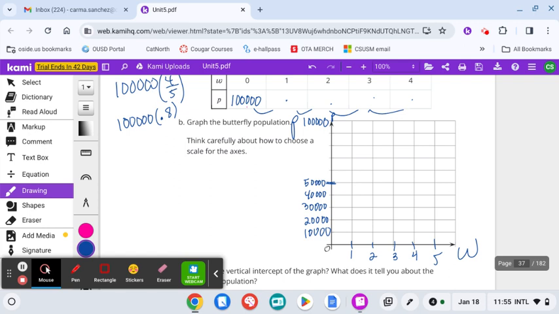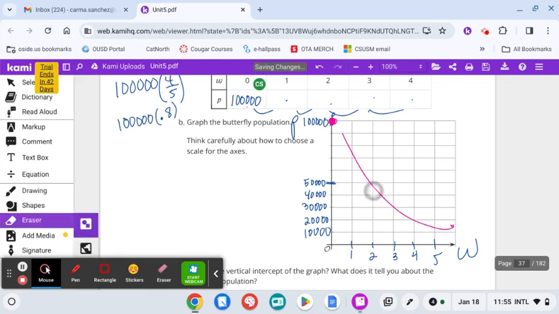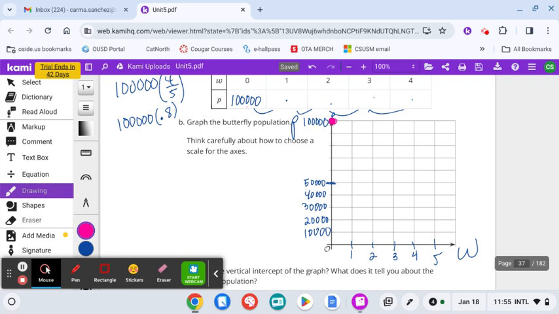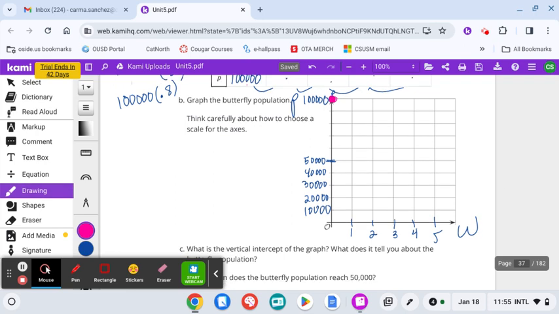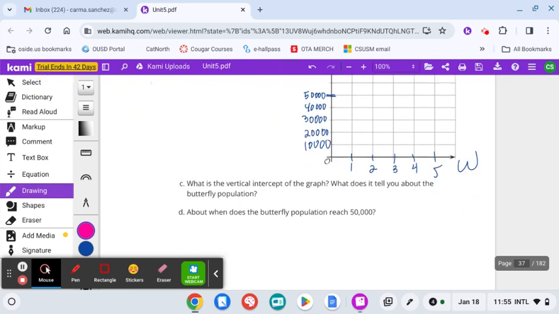So fill in the table, get the dots. You should have some sort of a decreasing function where it starts up high and goes down low with the dots, right? It should be a curving down type of a function. Think carefully about how to choose the scale. We did so. Okay, what is the vertical intercept of the graph?